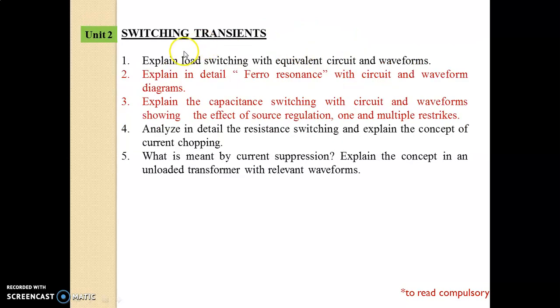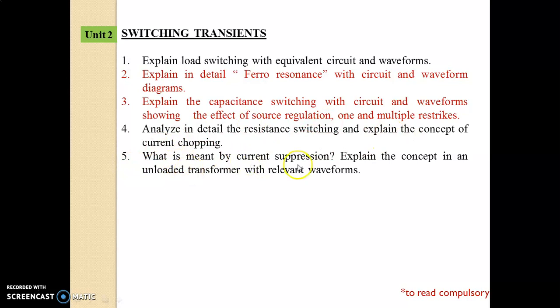Unit 2 is switching transients. Explain load switching with equivalent circuit and waveforms. Second one, explain in detail ferro resonance with circuit and waveform diagrams. Third one, explain the capacitance switching with circuit and waveforms showing the effect of source regulation, one and multiple restrikes. Fourth one, analyze in detail the resistance switching and explain the concept of current chopping.